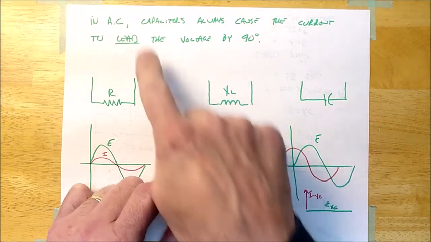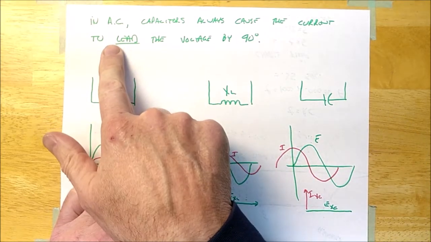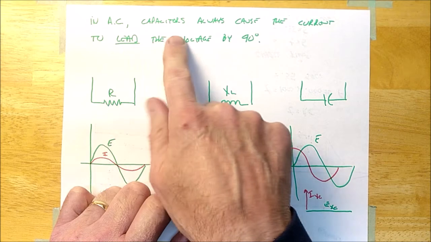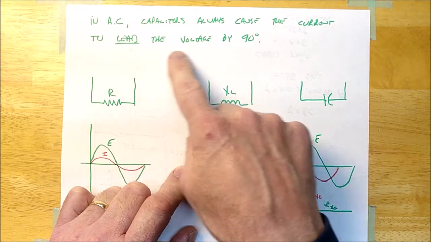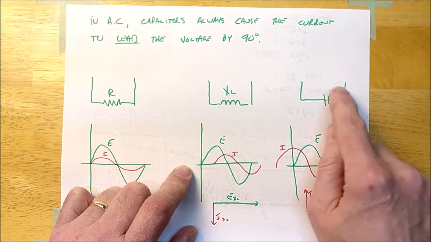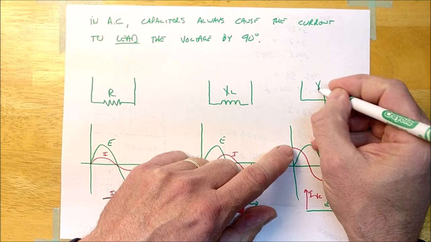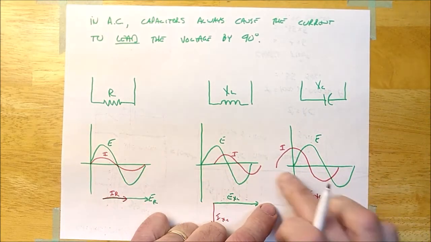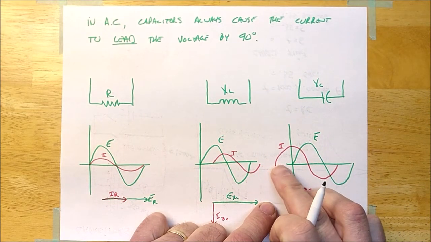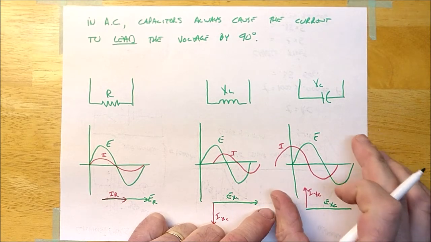Well, with capacitors, it's the opposite of inductors, and I've got a note up here for you. It says in AC, capacitors always cause the current to lead the voltage by 90 degrees. And so if I took a look at a capacitor here with a scope in an AC circuit, what I would see is the voltage here and the current leading by 90 degrees. And this is just a fact, guys. It's just something that happens with AC.